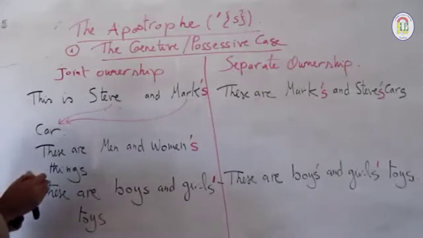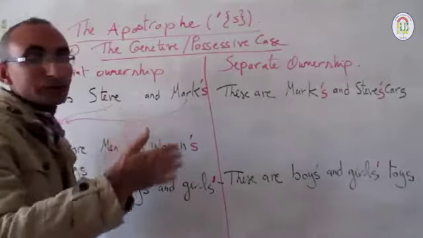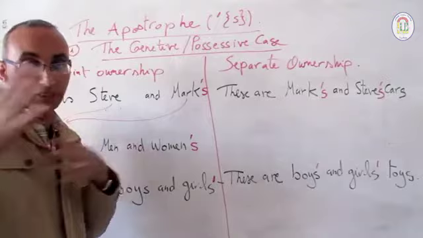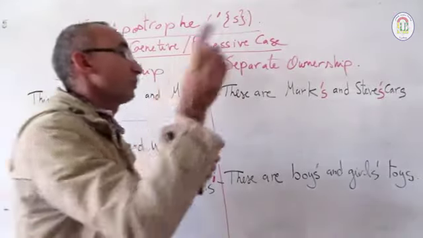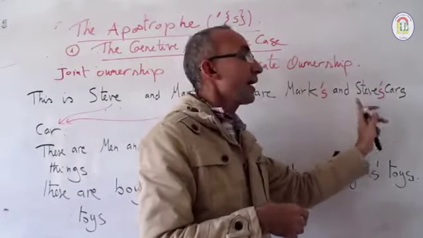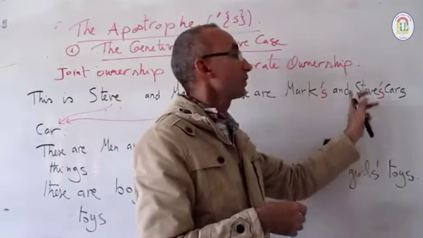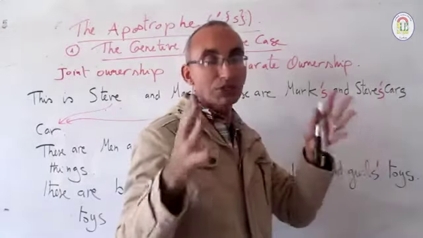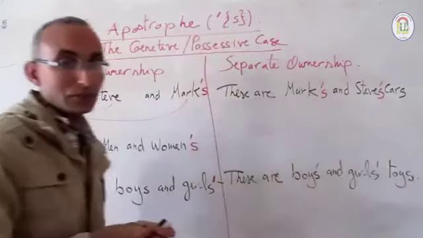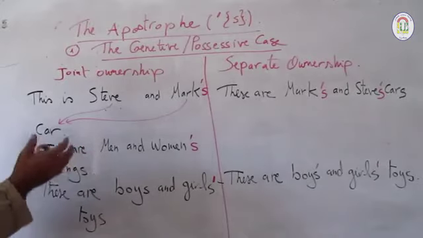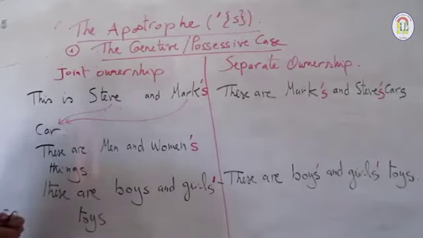Now, in case you want to indicate that every owner has his own object, separately, here you must put an apostrophe s at the end of the name of every owner, and you must put plural nouns for the property, because we have different objects which are owned here. Clear? So this is simply the division between joint ownership and separate ownership. Good.